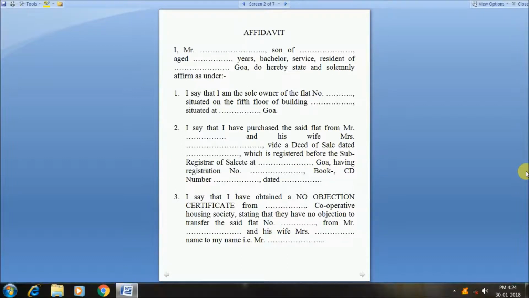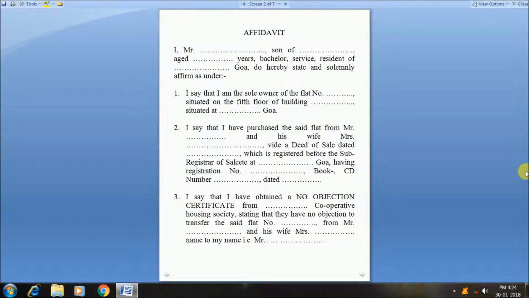Now this system of saying "I say" has of course been inherited by us from the British. This is the same format in which affidavits are filed before various courts following the common law, in various countries following the common law. So "I say" is a prefix that has to be put before every statement when you're drafting an affidavit.